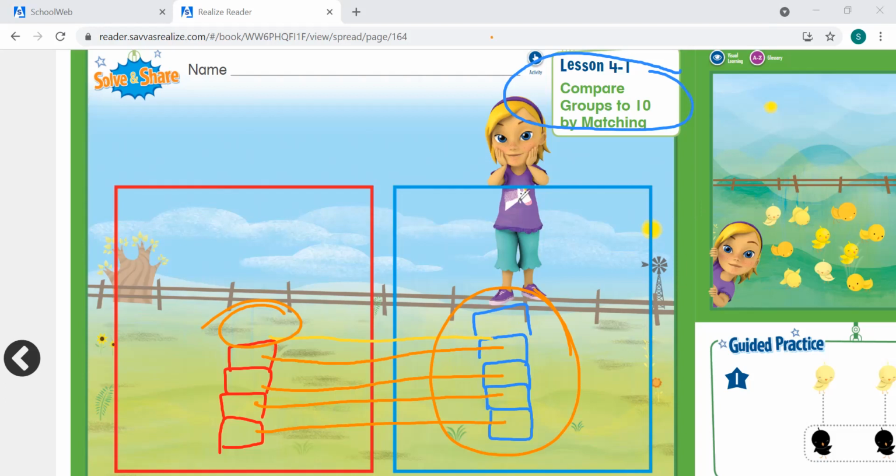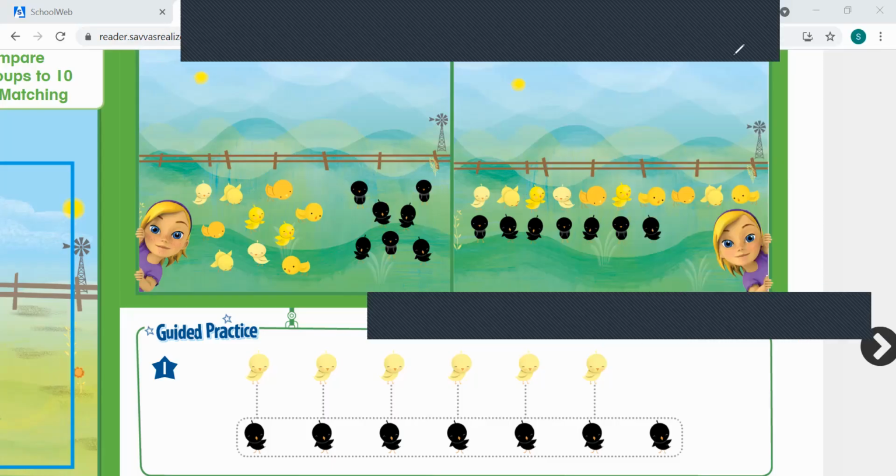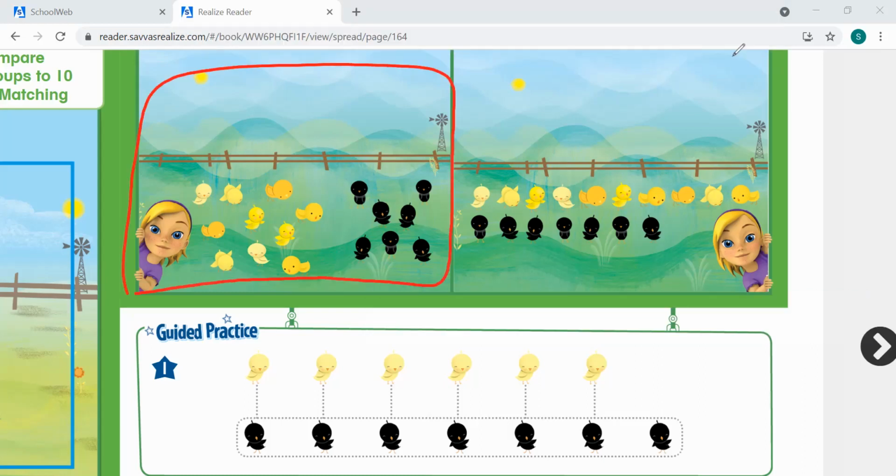Let's look at our next page. How can we compare two groups of objects? Let's look over here at our first picture. What do you see? There's a group of yellow chicks and a group of black chicks. Can you tell which group of chicks is greater in number than the other group just by looking at them?